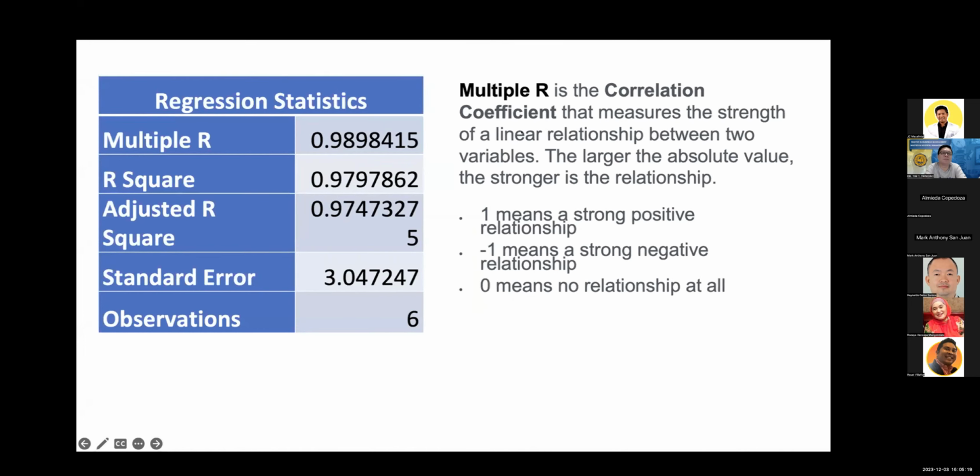So, multiple R is the correlation coefficient that measures the strength of a linear relationship between two variables. So, one means a strong positive relationship. So, as we can see here, our multiple R is 1, almost 1. So, ibig sabihin, may strong positive relationship yung number of nurses on duty and yung number of patients na natitreat nila. So the closer it is to 0, wala siyang relationship at all. And if it's negative, strong negative correlation yung meron siya.